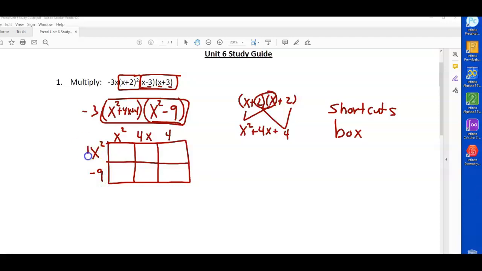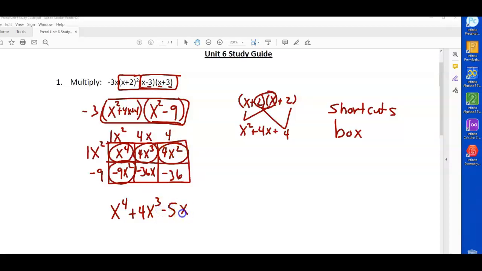When you multiply to fill in the box, you're going to have x to the 4th, 4x to the 3rd, 4x squared, here we'll have negative 9x squared, negative 36x, and then finally negative 36. Then you're going to take all these terms out of the box, starting with the one with the highest power. The next one would be a cube, so I'll take out my cube there. My next power would be the squares, and I've got 2 of those, so I'm going to combine those by doing negative 9 plus 4, which gives me negative 5x squared. Then my last ones are negative 36x and minus 36.